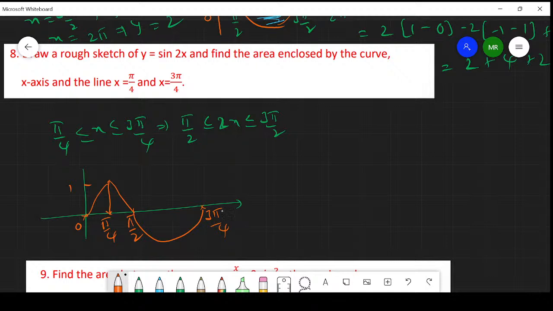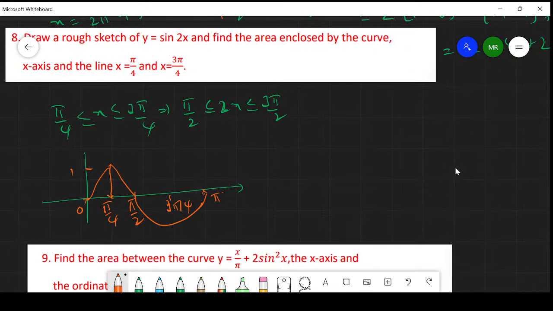When I have taken 3 pi by 4, substituting the value here, now I can get the value. Be careful here. The reason: when I am taking pi by 2 and I substitute sine of 2 into pi by 2, it will come sine pi, it cuts here, 0, correct. When I have taken the value of 3 pi by 4, you can check here, this will be 3 pi by 4. This will be sine, you can see here, 0 again.